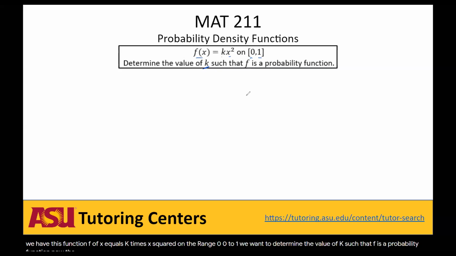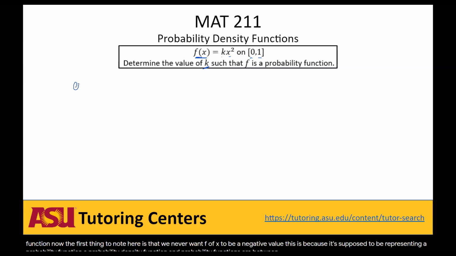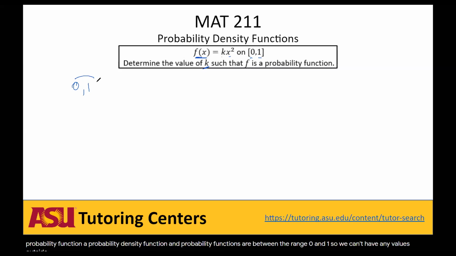Now, the first thing to note here is that we never want f of x to be a negative value. This is because it's supposed to be representing a probability density function, and probability functions are between the range 0 and 1. So we can't have any values outside this particular range for f of x.